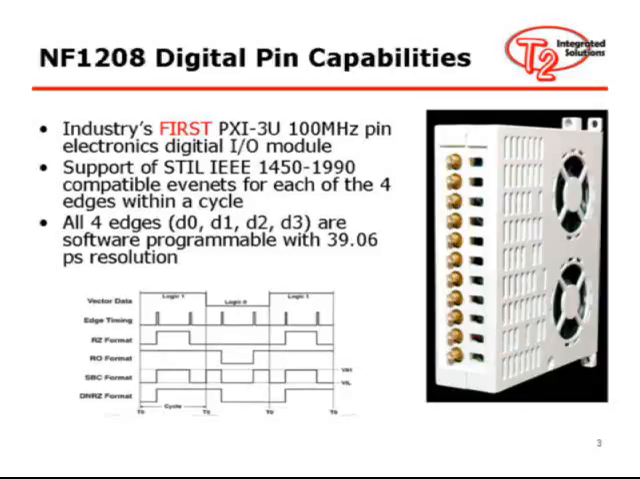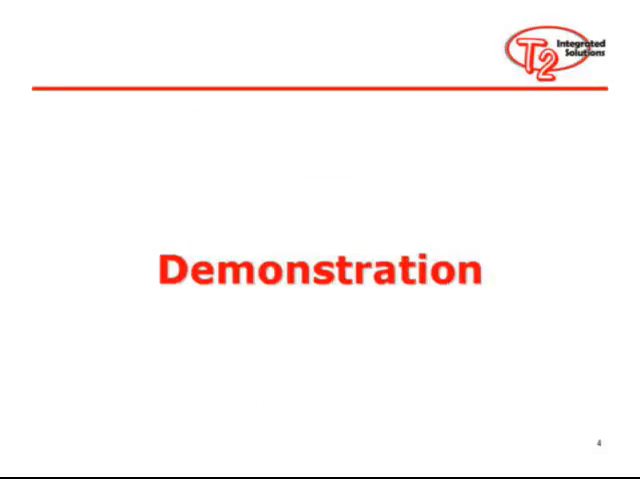So all the 4 edges, D0, D1, D2, D3, are software programmable with 39.06 picosecond resolution. The picture below shows an example of programmable edges within a vector clock cycle. Now let's move to the LabVIEW software interface to see the actual demo.